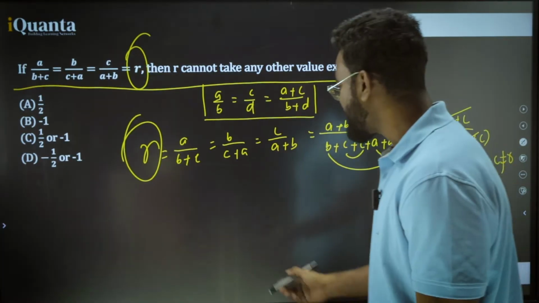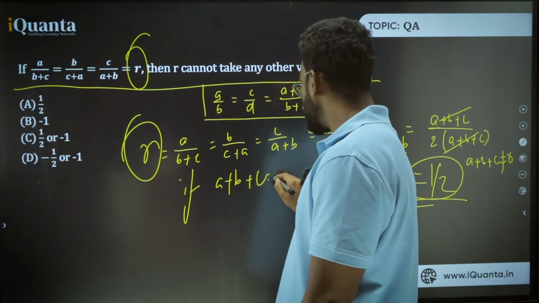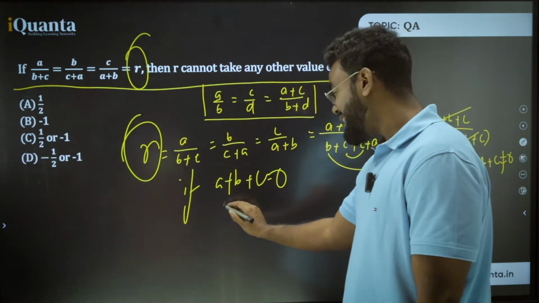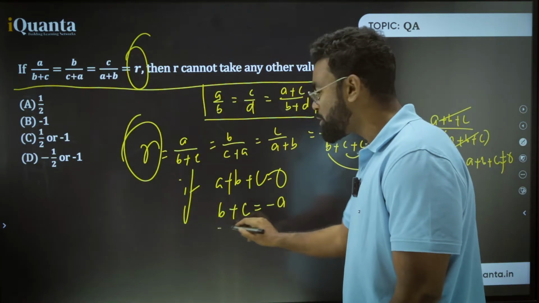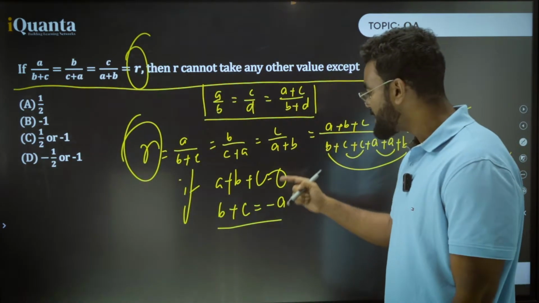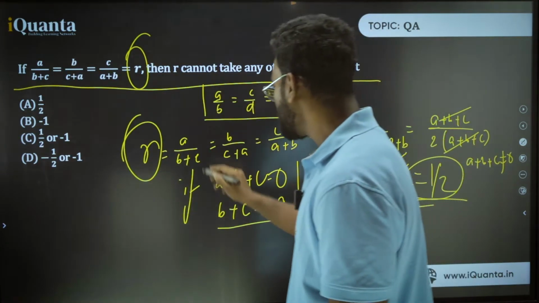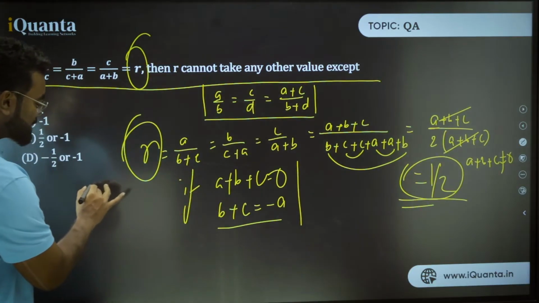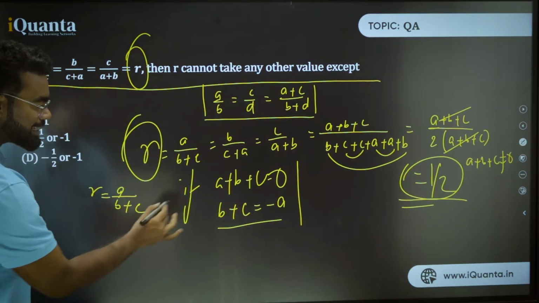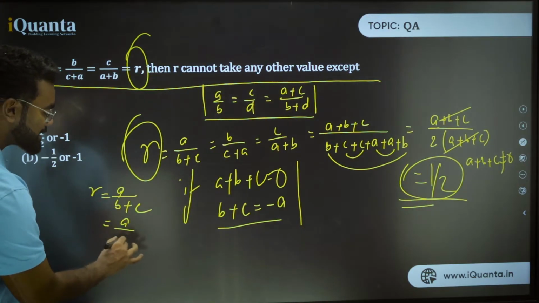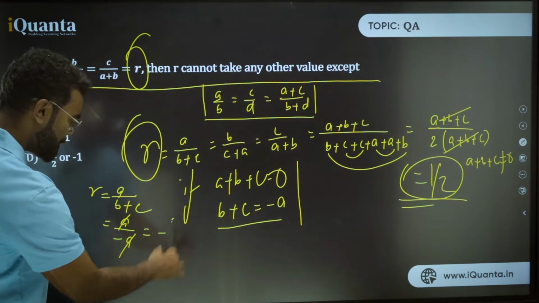What about the second case? The second case is if A plus B plus C equals 0. Then what can I write? I can write B plus C is nothing but minus A. Am I clear? Because A is basically going in this direction, so B plus C is nothing but minus A. Now put the value here. R is basically A upon B plus C. The value of B plus C is minus A, so it is A upon minus A. A and A get cancelled out, which is minus 1.